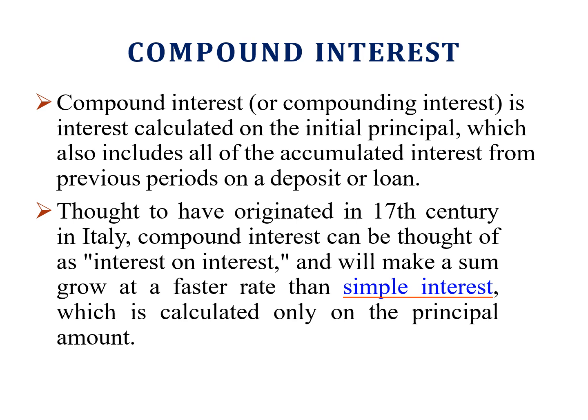Let us see what compound interest is. Compound interest is the interest calculated on the initial principal, which also includes all of the accumulated interest from previous periods on a deposit or loan. Thought to have originated in 17th century Italy, compound interest can be thought of as interest on interest and will make a sum grow at a faster rate than simple interest, which is calculated only on the principal amount.